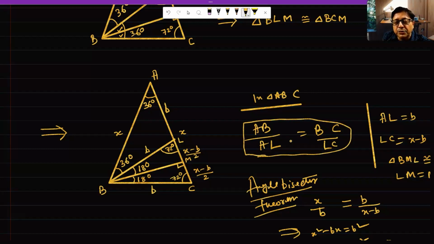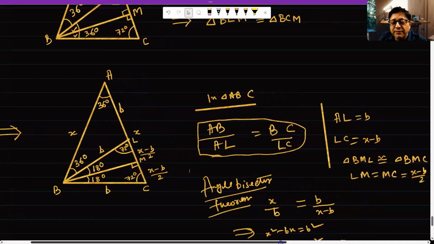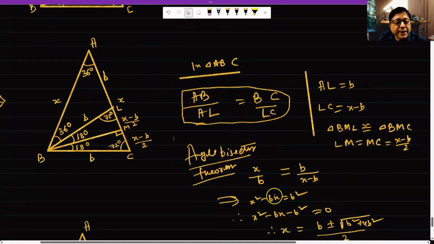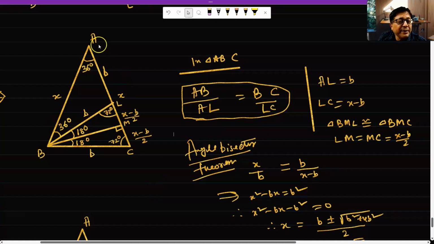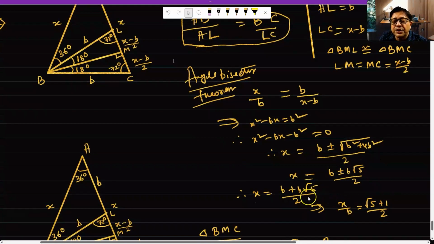AL equal to BC by LC. Okay, just substitute the values. AB is what? That is x, and AL is equal to b, BC is b over there, and LC is equal to x minus b. Then cross multiply, solve the quadratic equation. We have x equal to this thing, so x by b is root 5 plus 1 by 2.